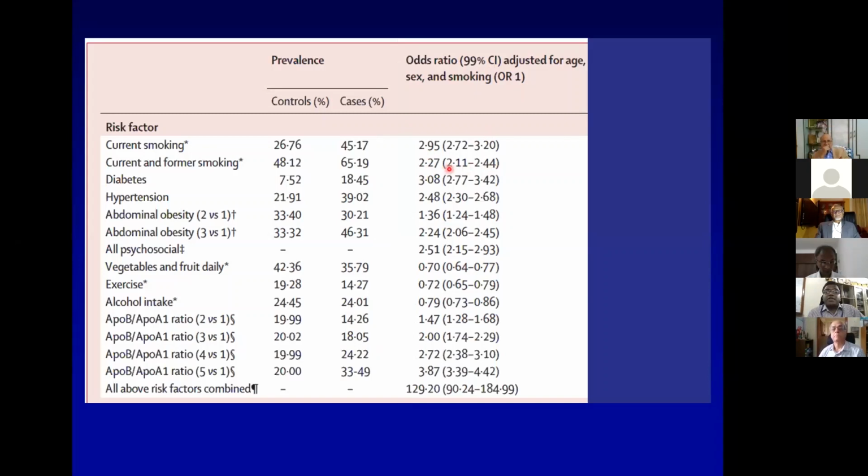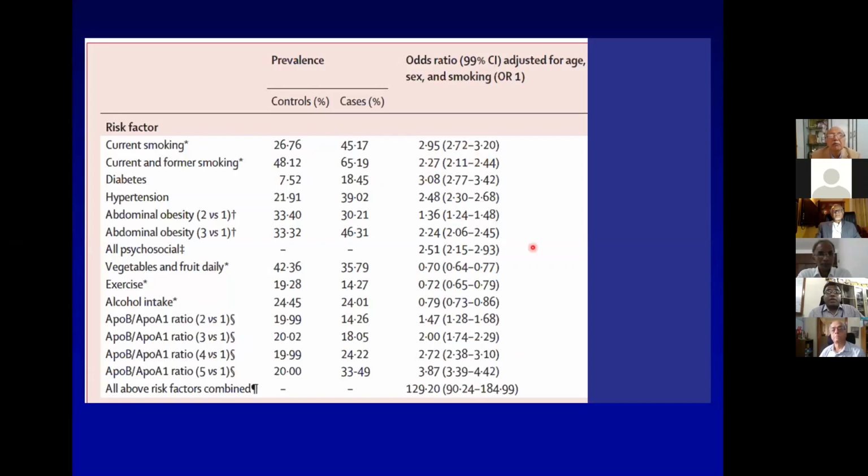See how tight it is. 2.11 versus 2.44, around 2.3. This simply means that if you are a current or a former smoker compared to a person who's not smoking, the chance that you would have a myocardial infarction is 2.3 times more. And this is the 99% confidence interval around it.